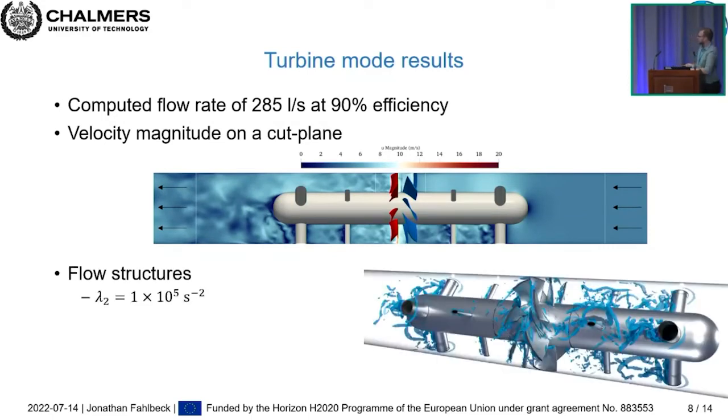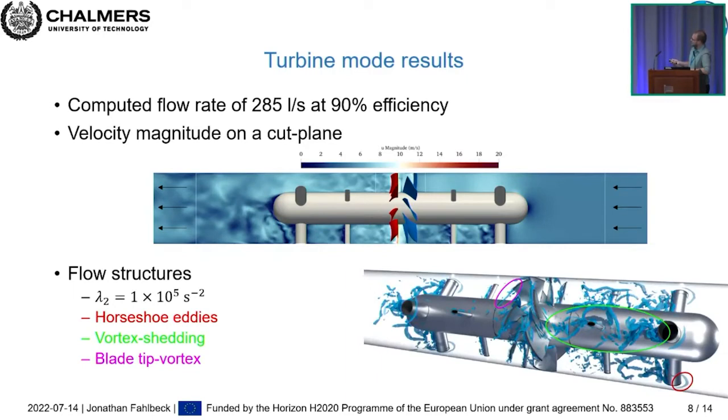And if you look at the flow structures with the lambda 2 criterion, you can see that we have some typical characteristics within the flow field. So we have these nice horseshoe eddies close to the larger support struts, but we also have quite large vortex shedding from both the large support strut and the smaller support struts. And then we are also capturing this blade vortex shedding. You can see there is quite large interaction between the structures moving from the upstream to the downstream runner.